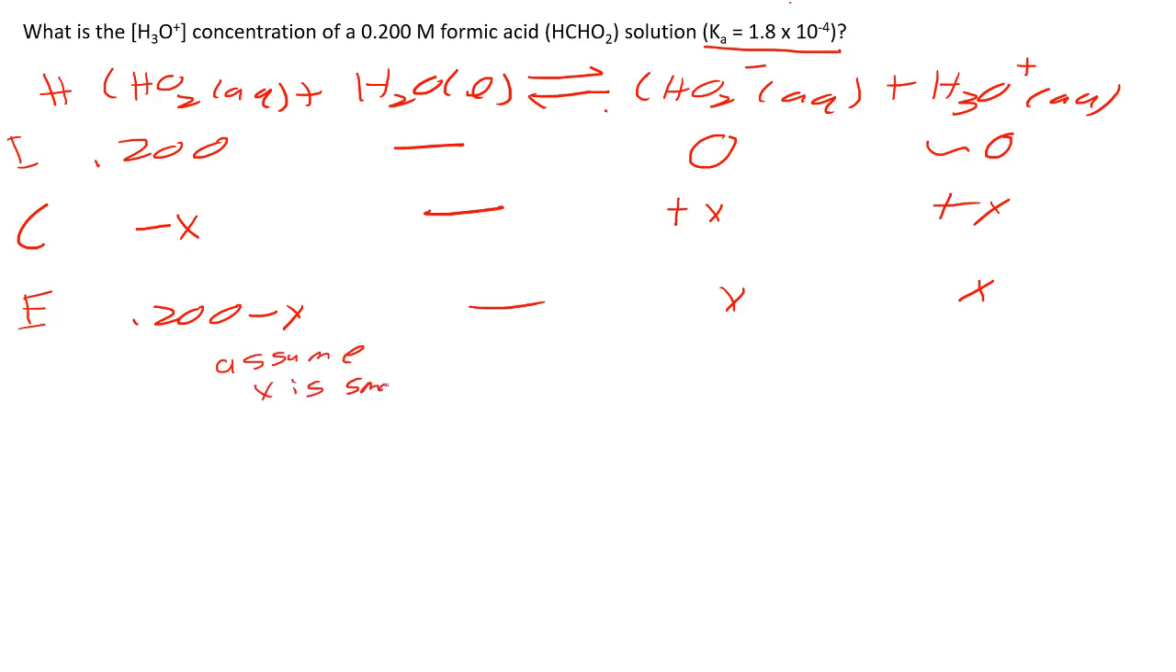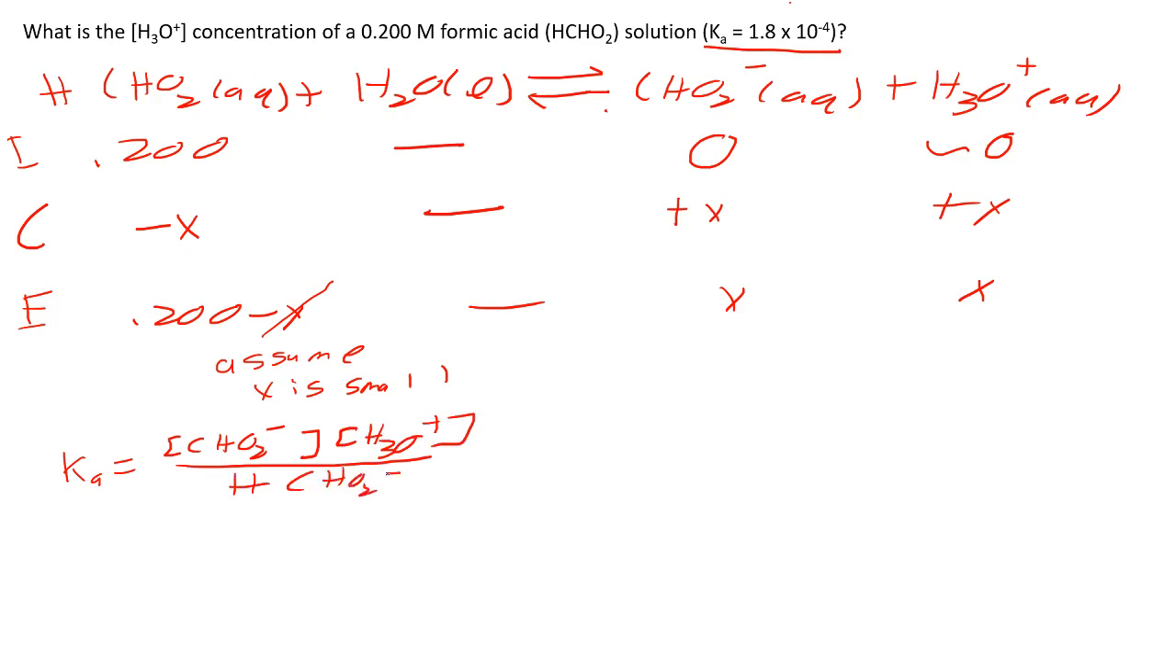Note, you can still check this at the end, but I'm going to treat it like the X isn't a big deal. If our Ka were much larger, like 1 times 10 to the minus 3, it would be much less likely that X is small, and I would probably have to solve a quadratic. So that means our Ka is equal to our CHO2 minus, our formate ion, times our hydronium ion, H3O plus, all over our formic acid concentration.